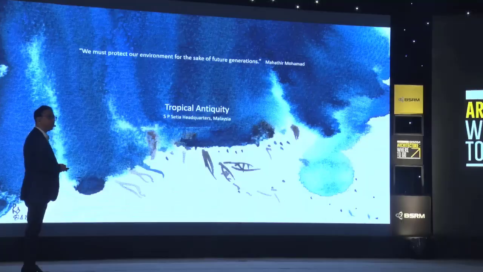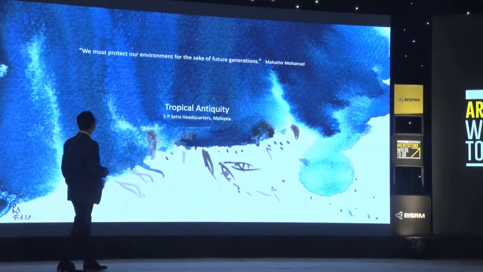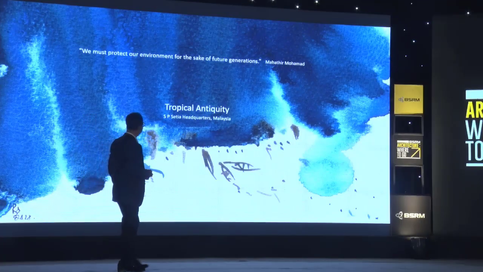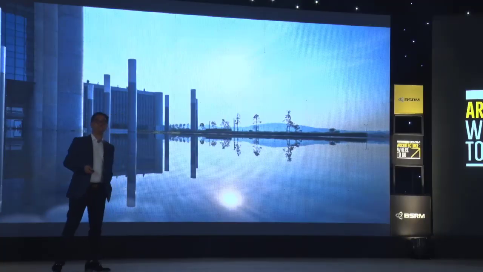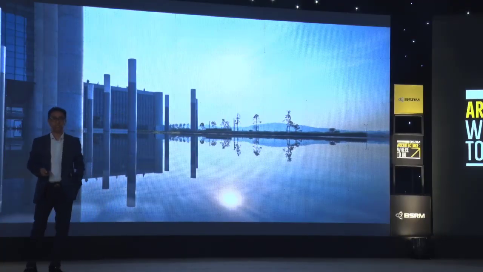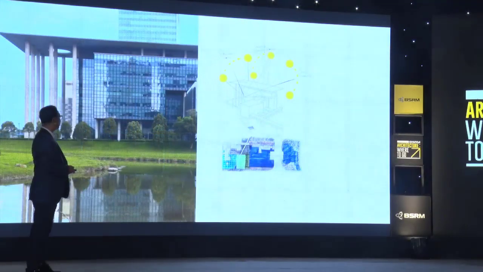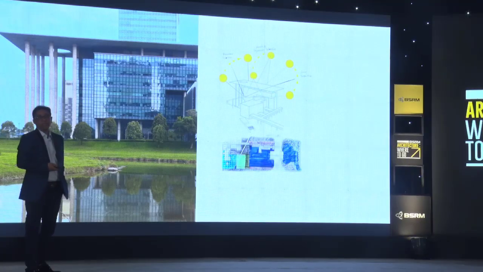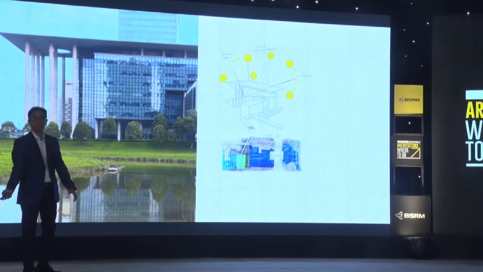And then we moved to Malaysia, and we started listening: we must protect our environment for the sake of future generations, Mahathir Mohamad. And this is the first building in Malaysia certified as a platinum green building in the history of Malaysia. Luckily, I have done this. Malaysia is like Singapore, the sun moves from south to north, north to south, half of the year, not like us.